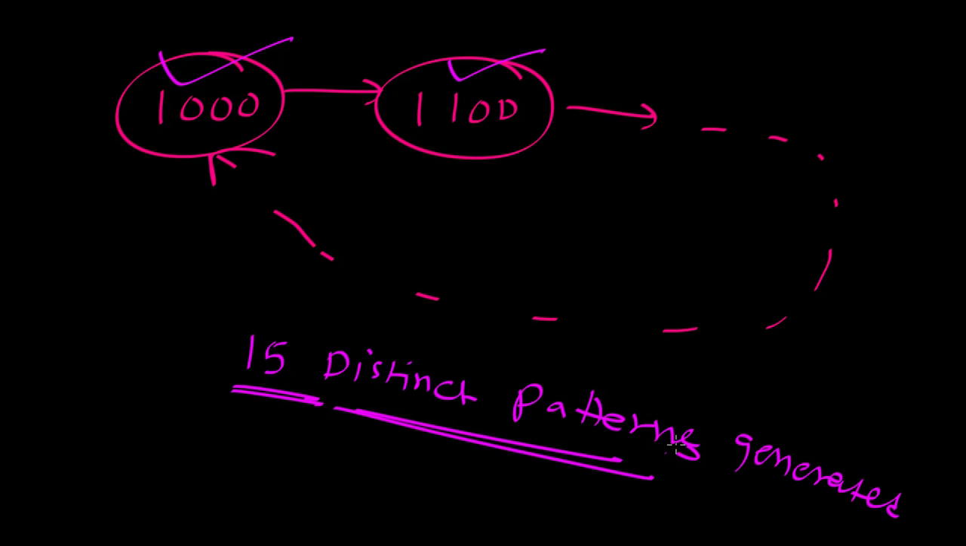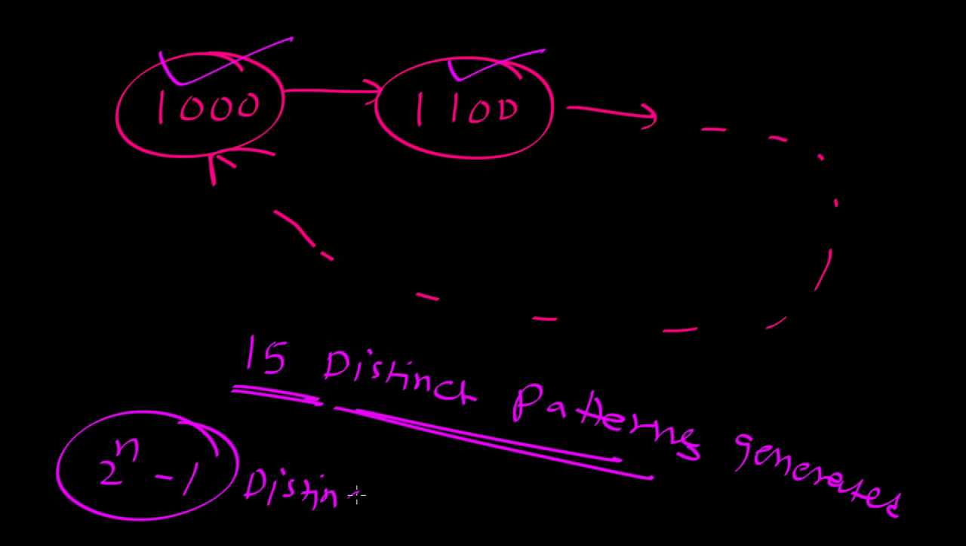So finally I can say that in this linear feedback shift register, you can get 2 power n minus 1 distinct patterns. Why not 2 power n? What is the reason?